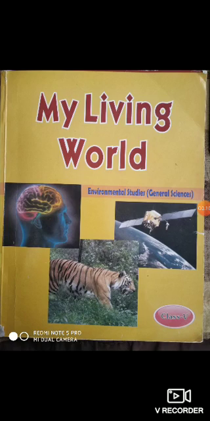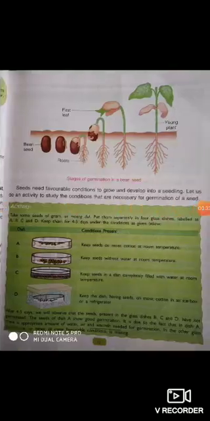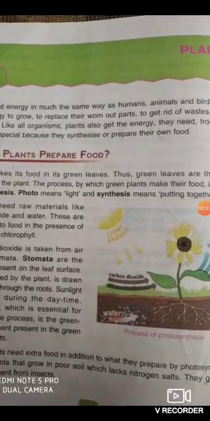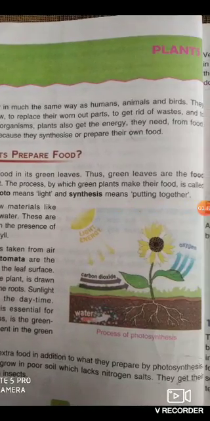In this chapter, I will explain two topics today. Number one is how do plants prepare food, and second one is reproduction in plants through seeds. So these are the two topics I will explain. Now come to the chapter. The first topic is how do plants prepare food.